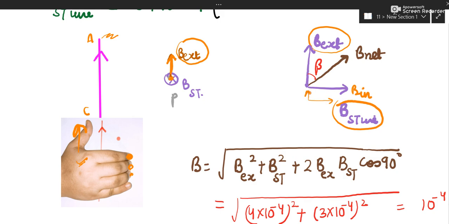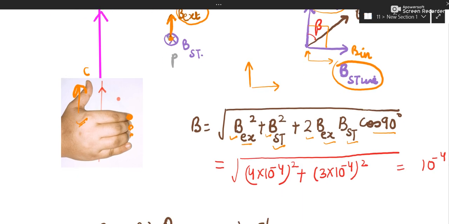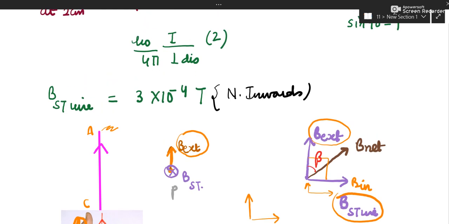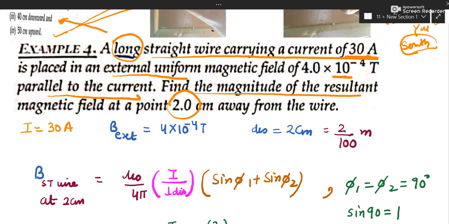We will use parallelogram's law of vector addition to find out the magnetic field. This is magnetic field: external square plus magnetic field due to straight wire square plus 2 into A into B into cos of theta, which is 90 between them, right? Both the fields are at 90 degree, cos 90 is 0. Okay, so our question is to put the values of these. Now, out of these two, external field is already given. External field is given as this.